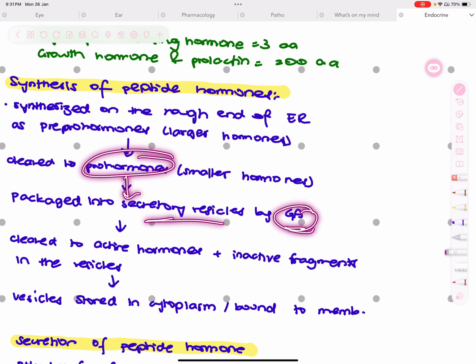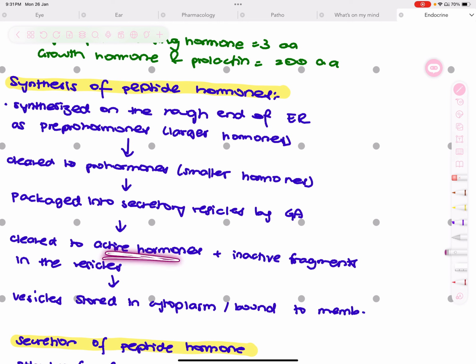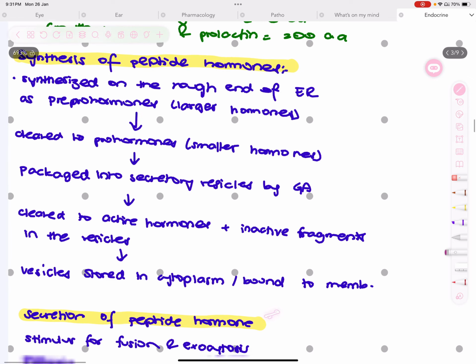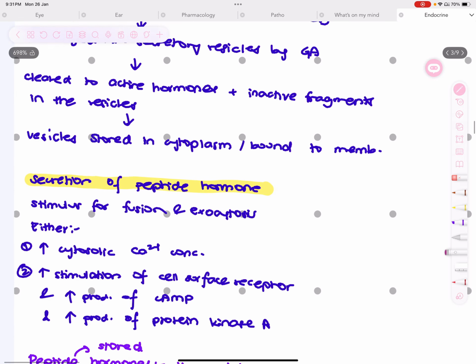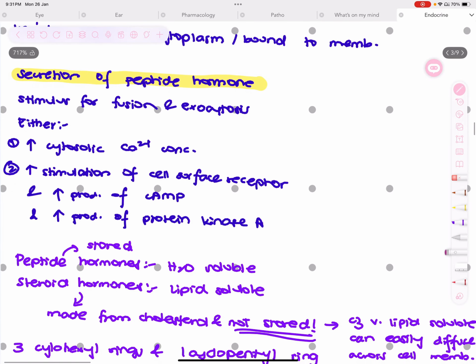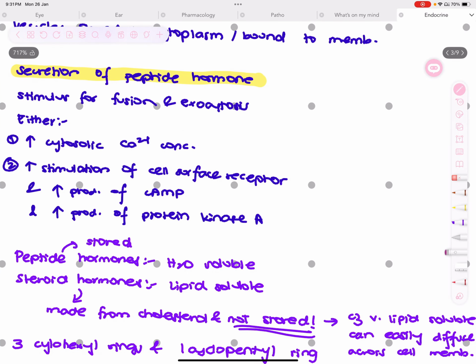In the Golgi apparatus, they are packaged into secretory vesicles and they are cleaved and stored in two forms. One is the inactive fragment and the other is the active hormone. So this is within the vesicle. And these vesicles are then either stored in the cytoplasm or they're bound to the membrane. So that's the peptide hormones. Then secretion of the peptide hormone is done in response to either of two stimuli for it.